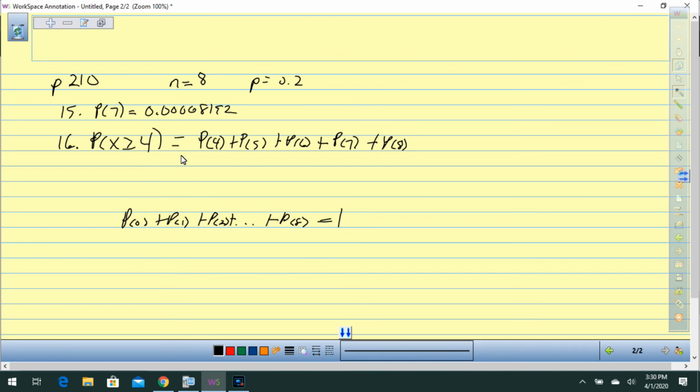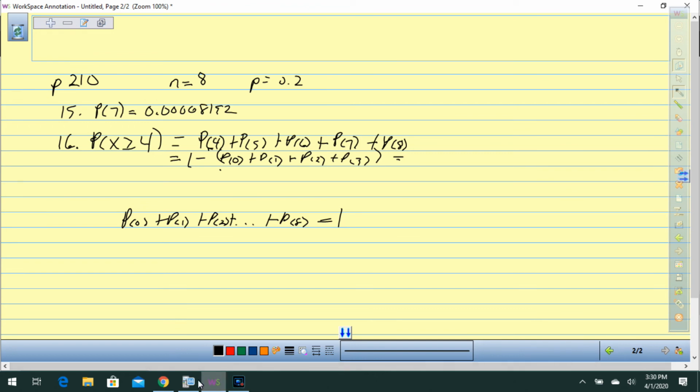So we're going to do 1 minus the probability of 0 plus the probability of 1 plus the probability of 2 plus the probability of 3. Okay? So we're going to do it that way.